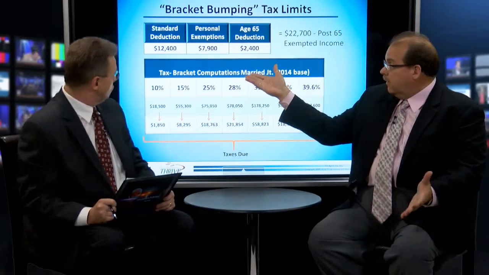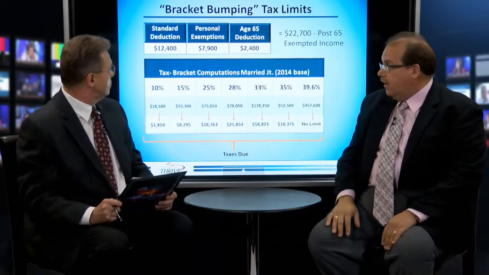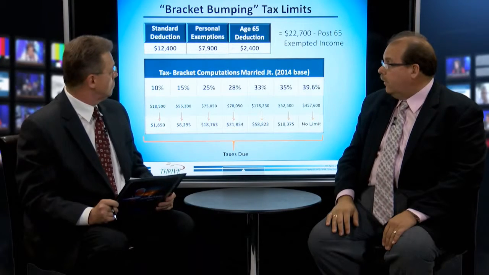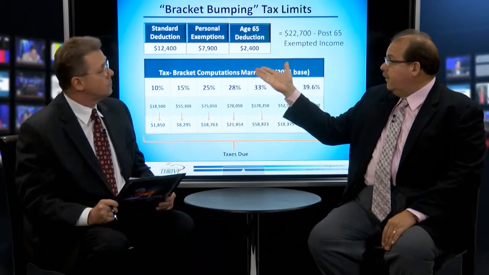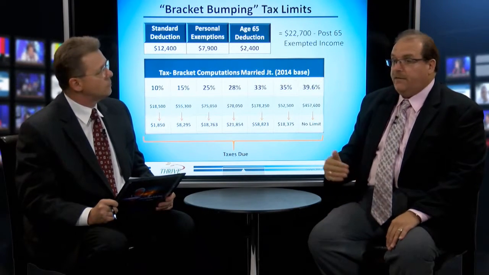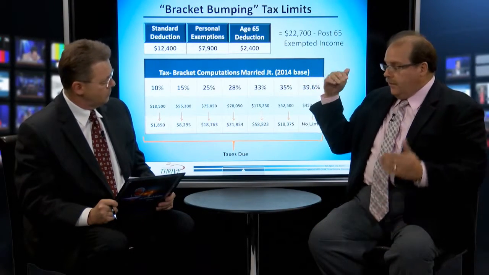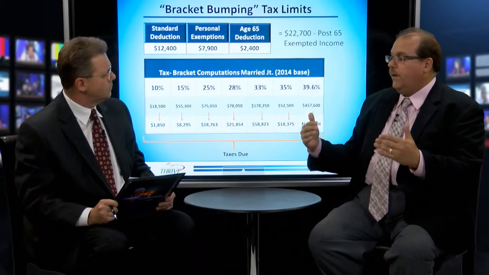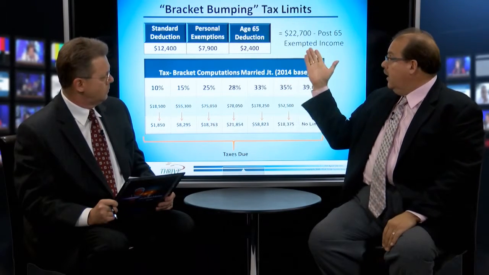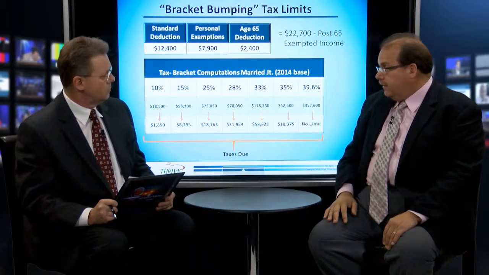Well, I'm going to use an example of a 65-year-old couple. So both are 65 years of age. And so today, this is how it works. You have a standard deduction as a couple, filing jointly of $12,400. Personal exemptions of $7,900, and then you have the $2,400 age 65 deduction. When you total that all up, you can have taxable W-2 and taxable 1099 income up to $22,700, 65 and beyond, and no tax.